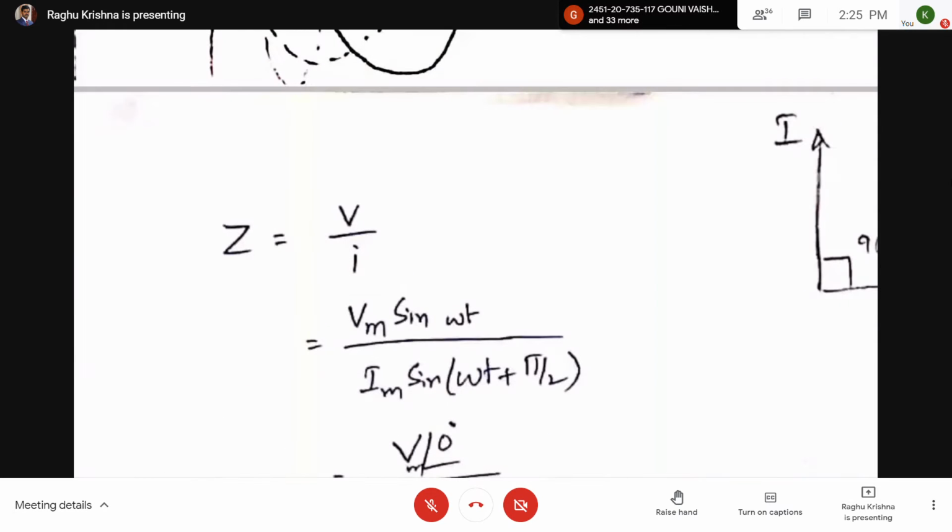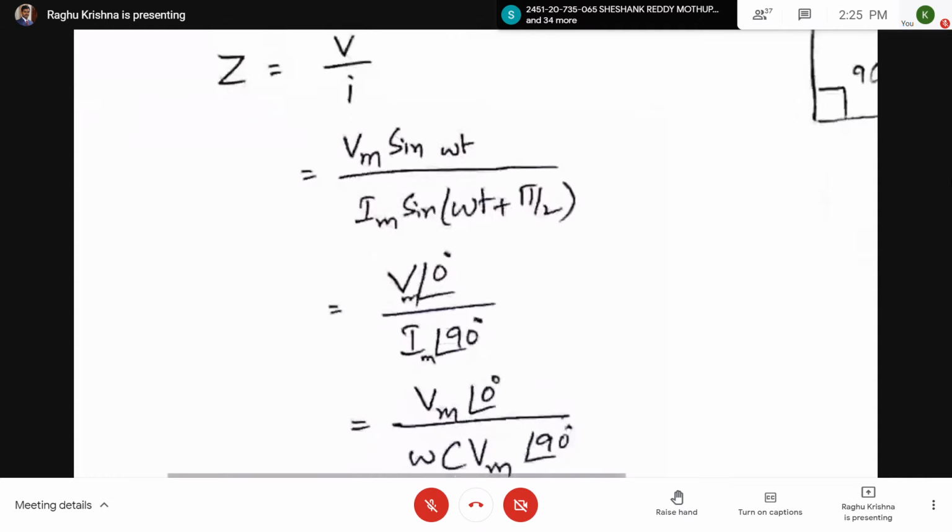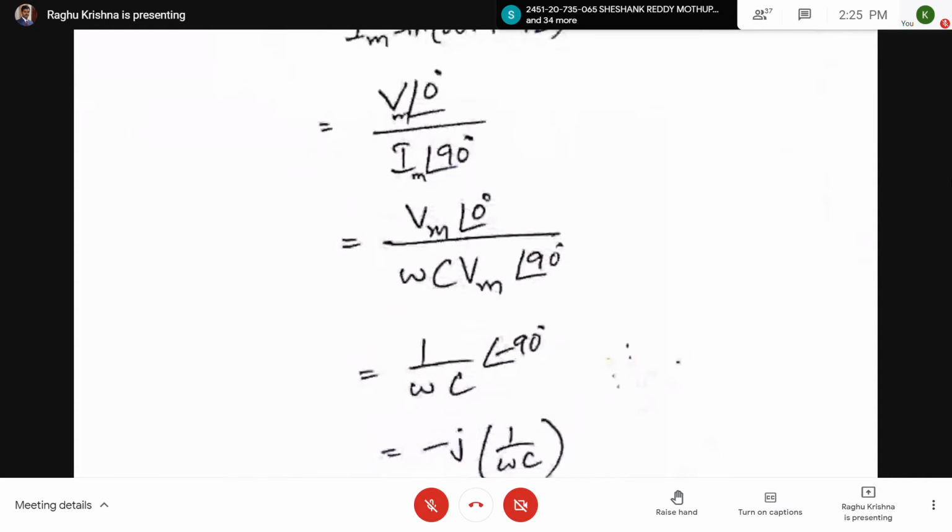Now Z equal to V by I. In AC circuits, we have Z. Z means impedance. Note down, in your running notes, write down Z equal to impedance. It is given by V by I. So for the circuit, V equal to Vm sin omega t, I equal to Im sin(omega t plus pi by 2).